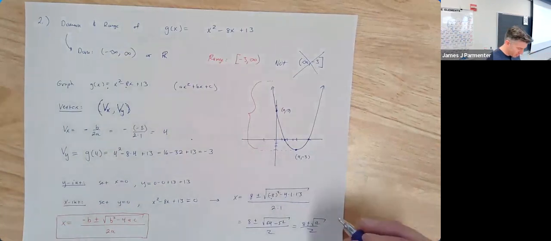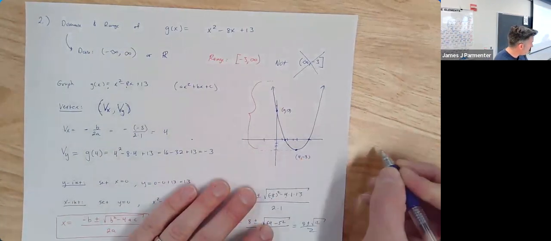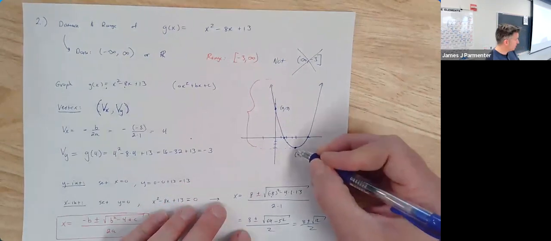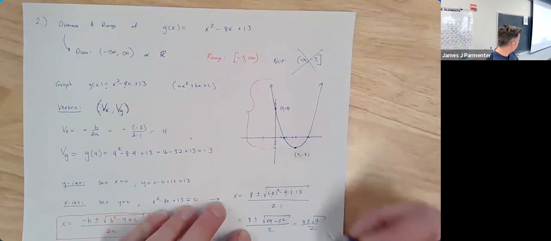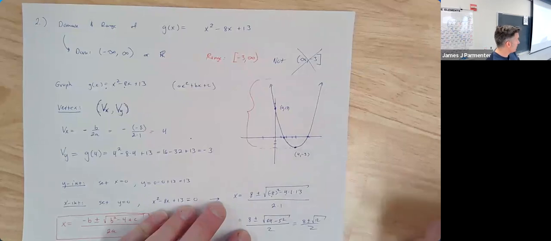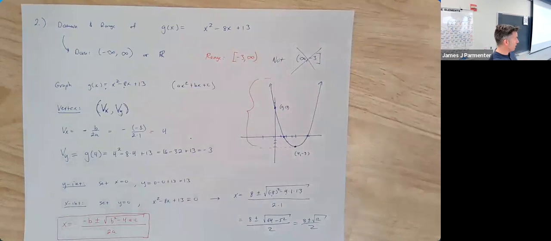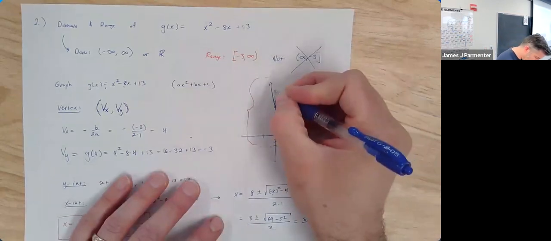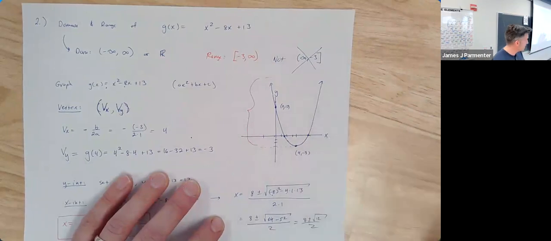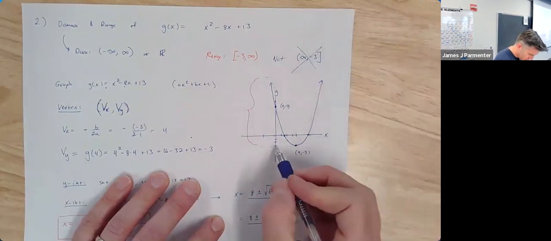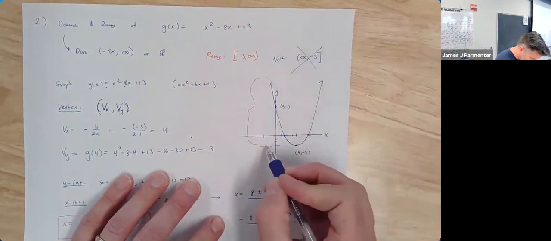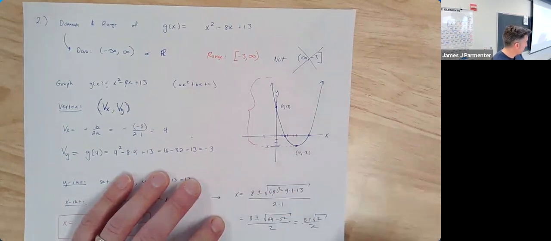The y values, however, have a lower limit. This function doesn't go any lower than what's the lowest value I get here? -3. So that's why -3 is the boundary of our range, because the range is the y values. If we think about this being the y-axis and this being the x-axis, the lowest y value I get is -3. I can't go any lower than that.